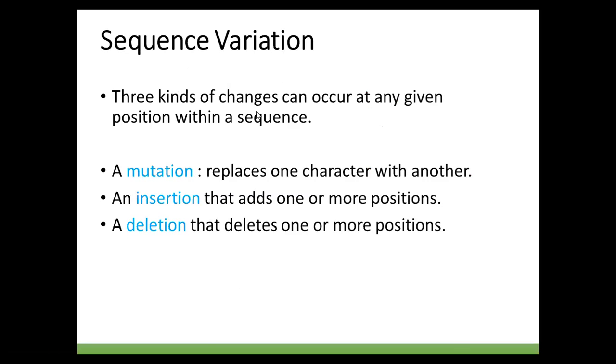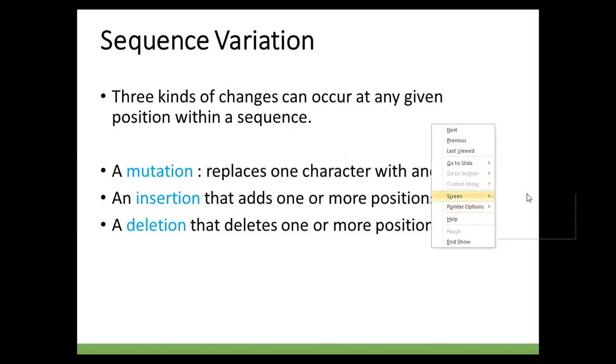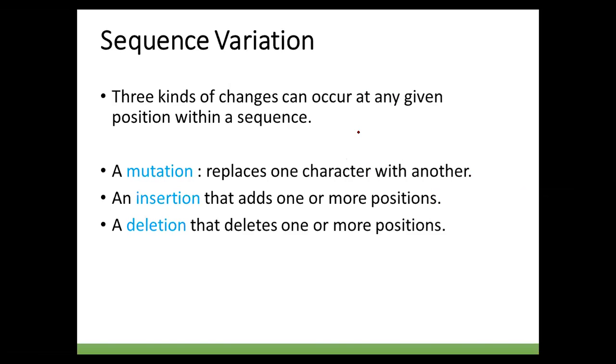There are three main kinds of changes that can occur at any given position in a sequence. One is a mutation, which would replace one character with another. So, assume this is a sequence, and it has the nucleotides A, A, T, T. I just wrote a few. In a mutation, it would replace one of these characters with another. A would disappear and C would come into that place.